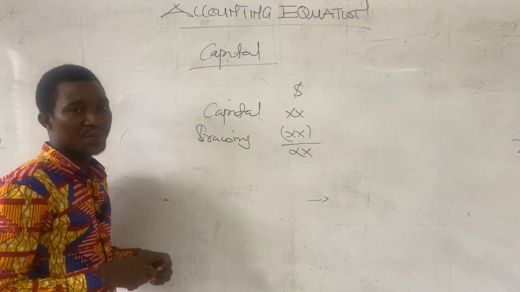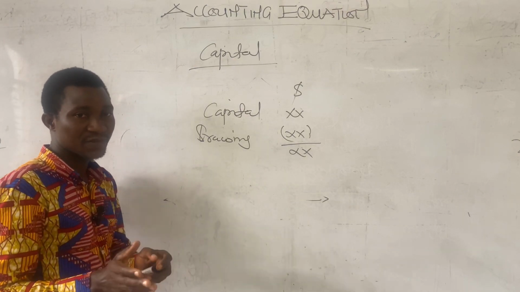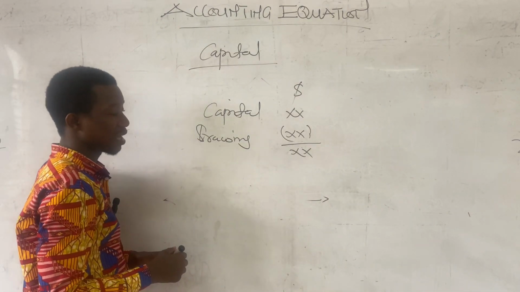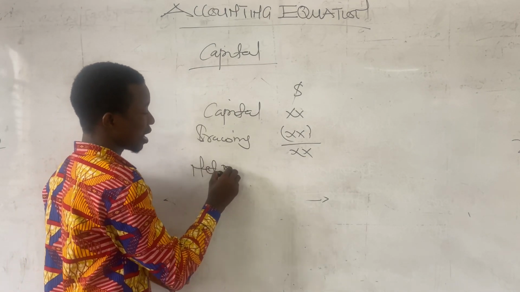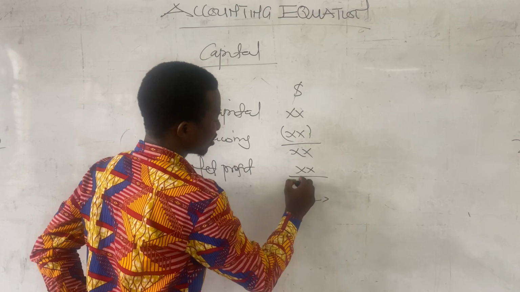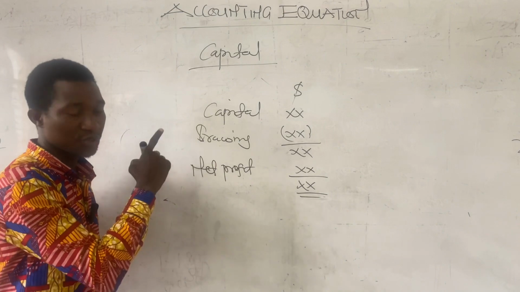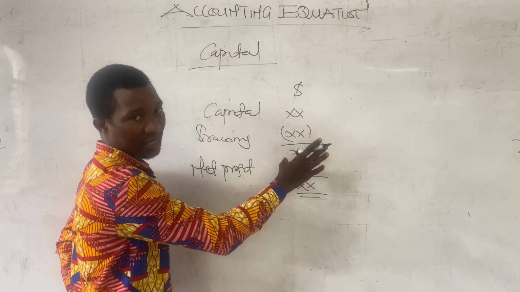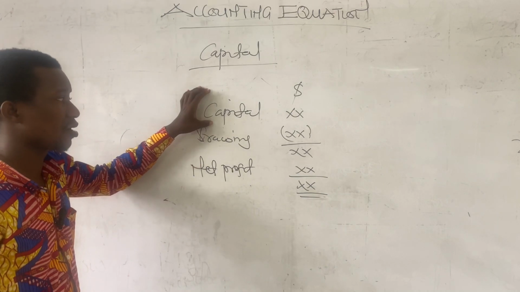Okay, and at the end of the period, if there is a net profit, this net profit we will explain in detail another time, but just understand that if there is net profit ascertained at the end of the period, then the net profit should be added to get the final or the net capital that you use in your calculation. But remember, if this happens to be a net loss, then we subtract. Is that okay? But if it is a net profit, we add. So there are some adjustments that will be made on capital.